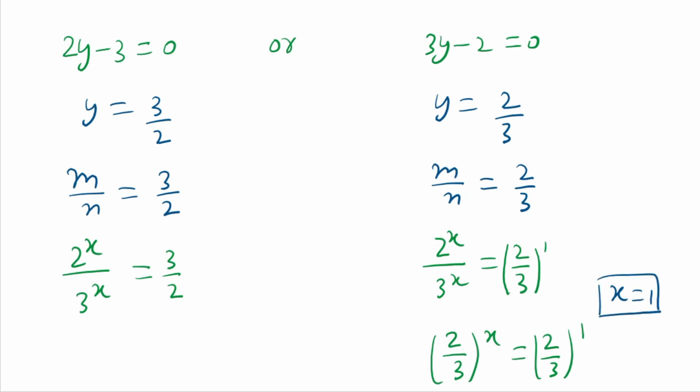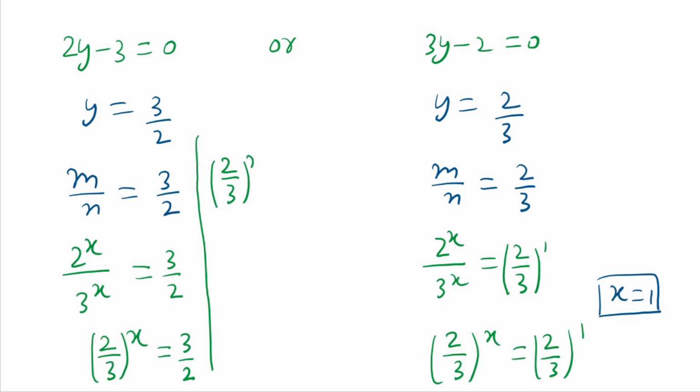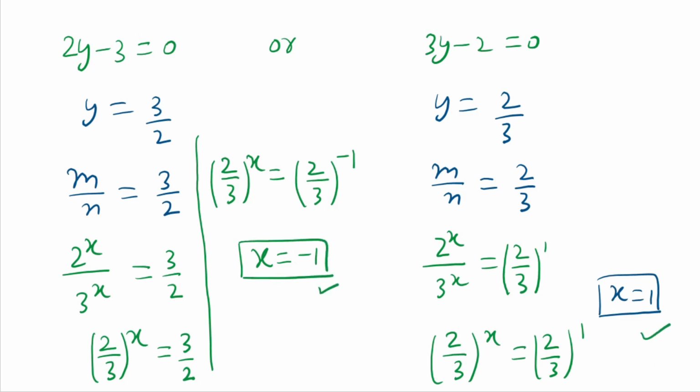And here in the left hand side 2 to the power x over 3 to the power x is the same as 2 over 3 bracket power x, which is equal to 3 over 2. Now 2 over 3 bracket power x which is equal to 3 over 2 is the same as 2 over 3 bracket power minus 1. Now we compare both sides, then you will get x is equal to minus 1. Here we have two possible values of x. First value of x is minus 1 and second value of x is 1.